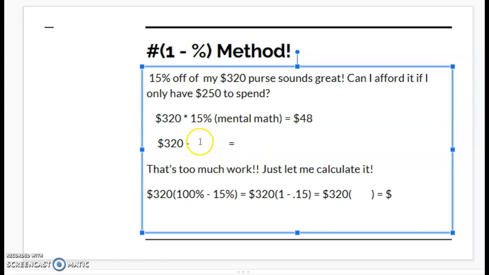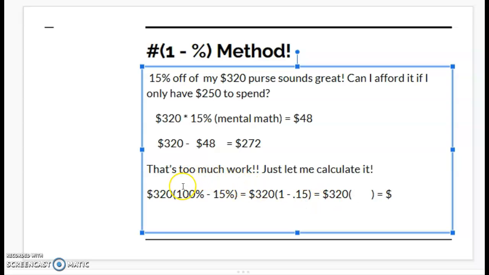And then I'm going to subtract $48 from 320, and can I do that without a calculator? I don't know, but I bet you I can. But instead, I'll go ahead and use a calculator, but I think it's $272. Whew. Okay, so using the 1-%.